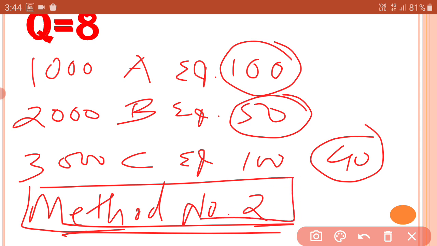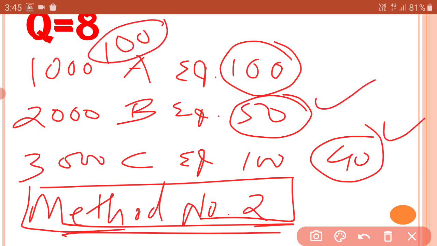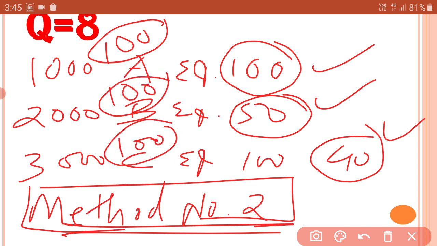Is it clear? This question is method number 2 because all the shares are 100 rupees each, but the paid up price is different. A equity shares 100 rupees each, B equity shares 100 rupees each, and C equity shares also 100 rupees each, and paid up value 100, 50 and 40. Done? So this is method number 2. Now in this question, first of all we calculate working note 1, preferential creditors.